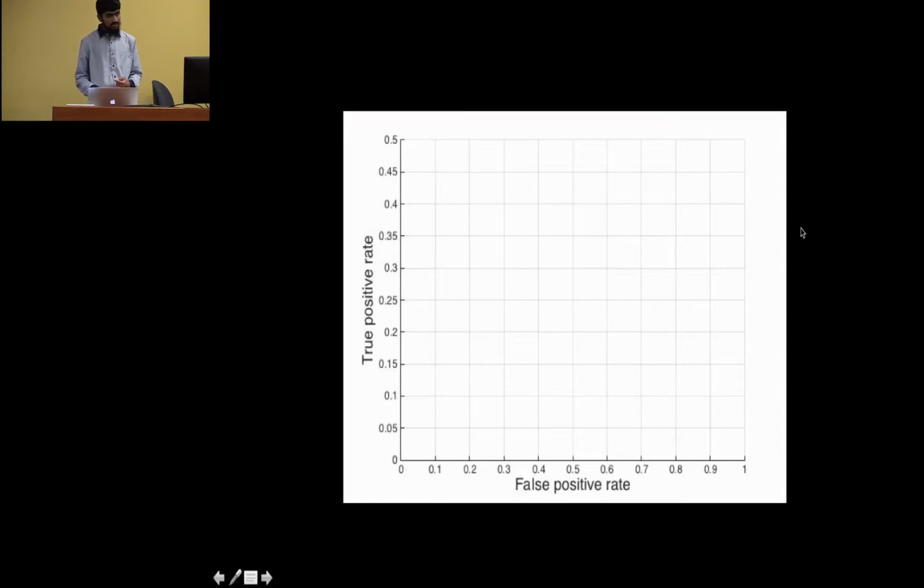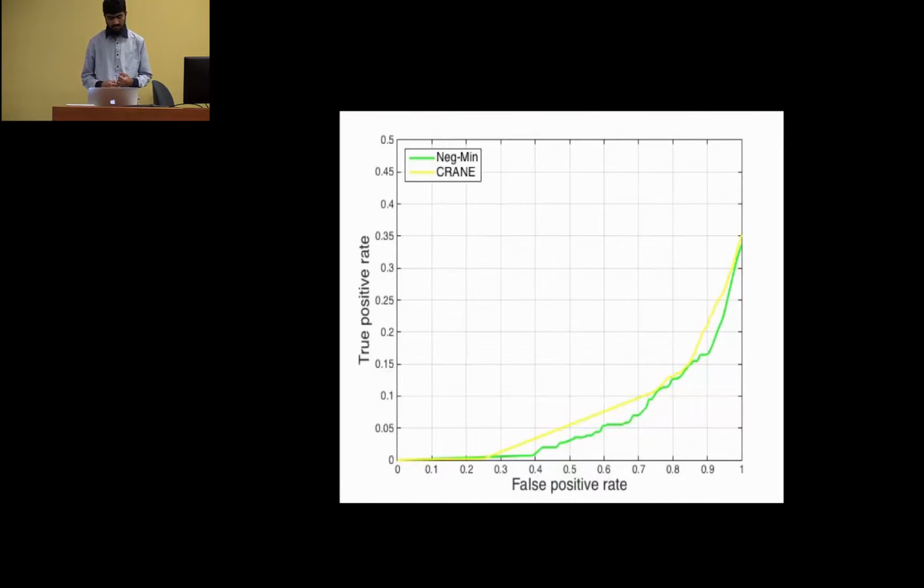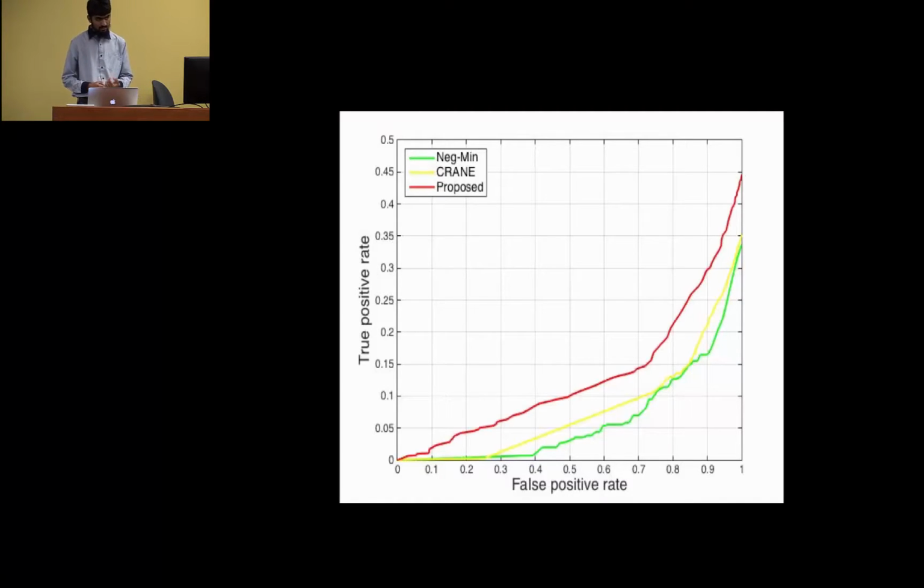In order to quantitatively evaluate our localization accuracy on the untrimmed videos, we use the standard false positive rate and true positive rate. The x-axis shows the false positive rate, and the y-axis shows the true positive rate. This curve shows the negative mining, and this yellow curve is shown for the crane, and this is our method, which again performs significantly better than the two baselines.